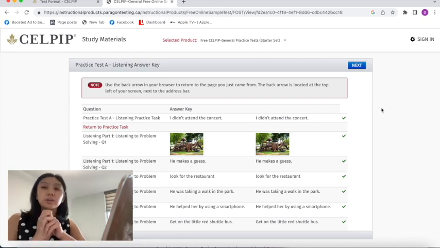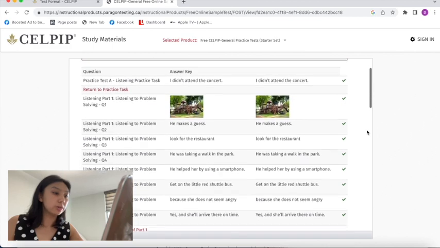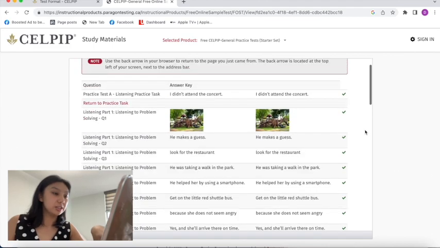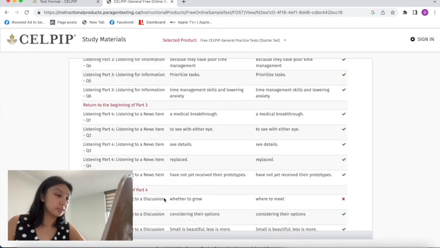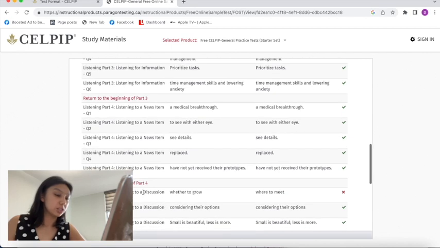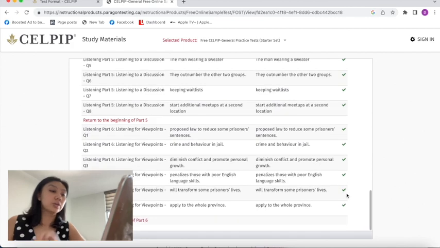Okay. And then once you're done with your practice test, what's nice again about taking the CELPIP and using this as a good foundation is you'll find out whether your answers were correct or not. So here you can go through all the questions. The answer key is to the left and to the right is the answer you made. So if you made a mistake, you can always go back. For example, this listening part 5, listening to a discussion, I answered where to meet, but the answer should have been whether to grow. So I was wrong there. So you can always go back.